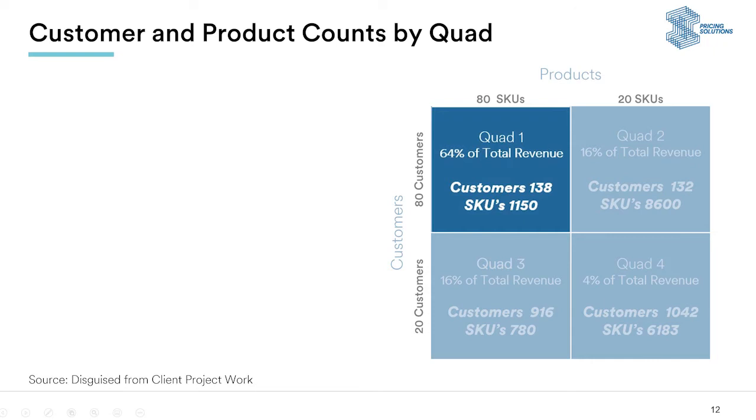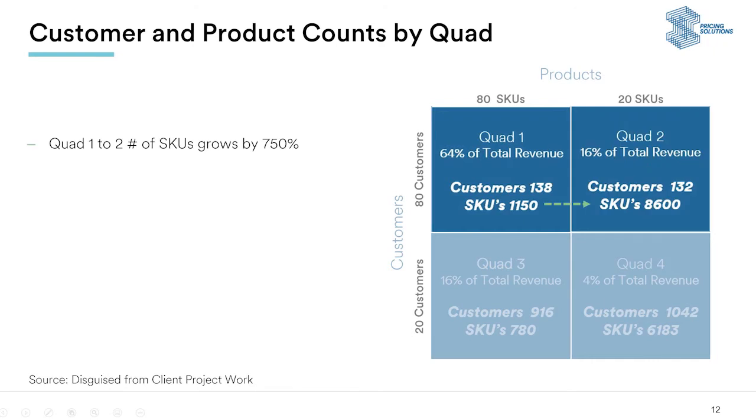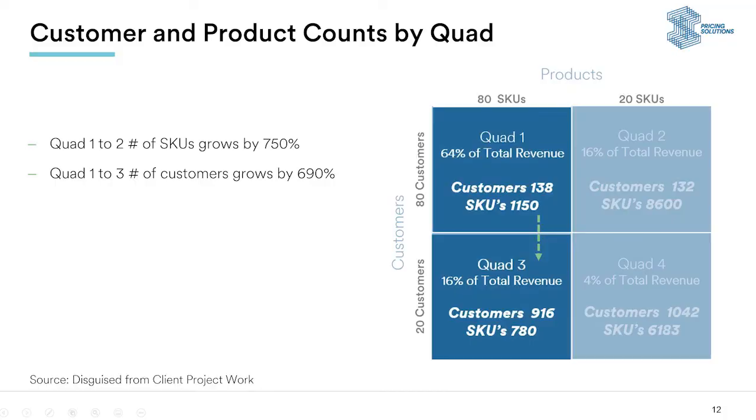Let's go to quad 2. So quad 2 is 20 SKUs. Look at the jump in SKU count. It's gone up by 750%. Okay, so we're seeing the Pareto principle starting to surface. Let's go to quad 3. And in quad 3, we see the number of customers grows by 690%. It goes from 138 customers to 916. So our number of customers has grown by 690%.